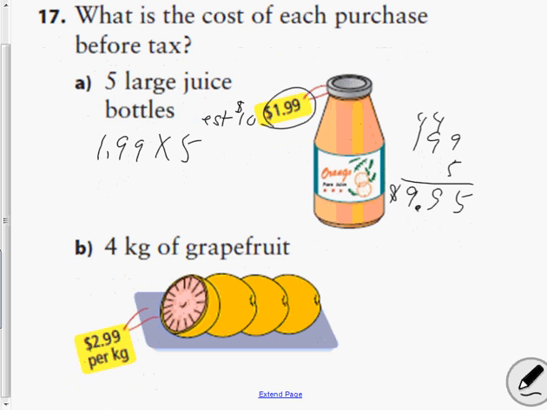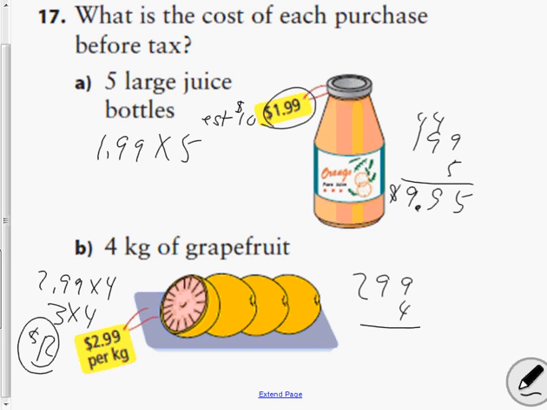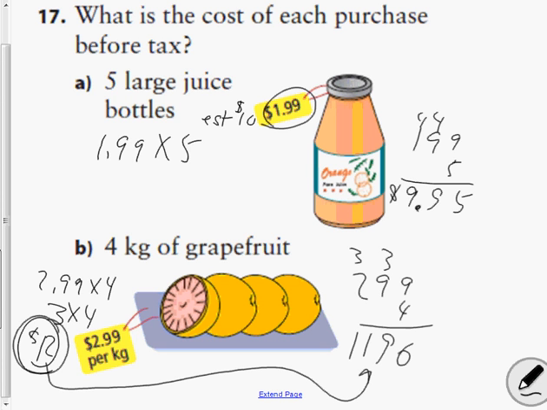For grapefruit, $2.99 times 4. Estimation will be 3 times 4, which is approximately $12 is my estimation. Drop your decimal. Multiply it out. You get 1196. The only place I can put my decimal to approximate 12 is right there. So your answer is $11.96.